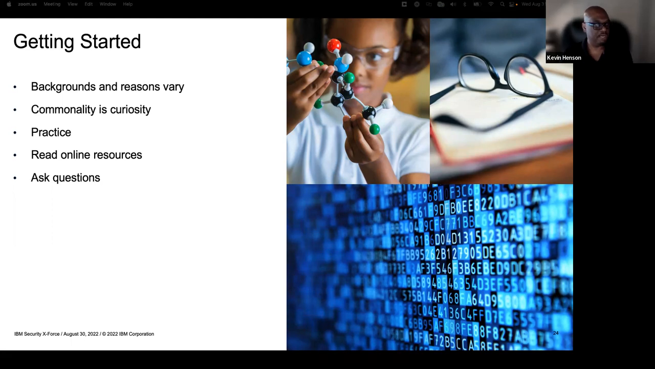A very easy way to get started with reverse engineering is to just read online resources. Like I said before, Google is your friend, as they say. You can do some searches on resources that you can look at, video tutorials. You can find samples to practice with, but you have to be careful when you're practicing with malware, because you can really infect your system. You can infect your network if you're not careful with it. And always remember to ask questions. That's very important in cybersecurity.